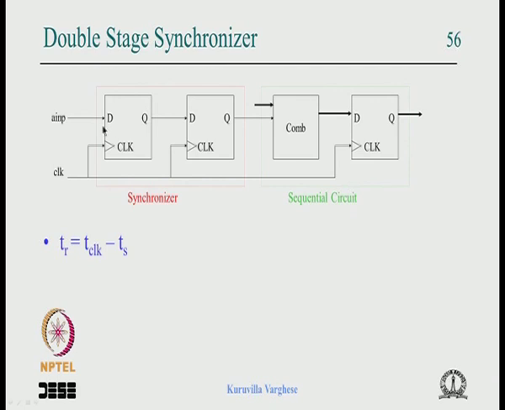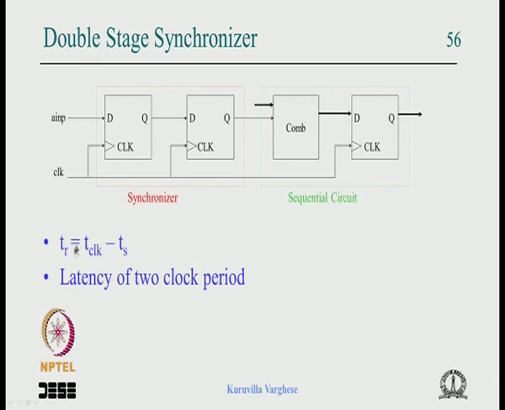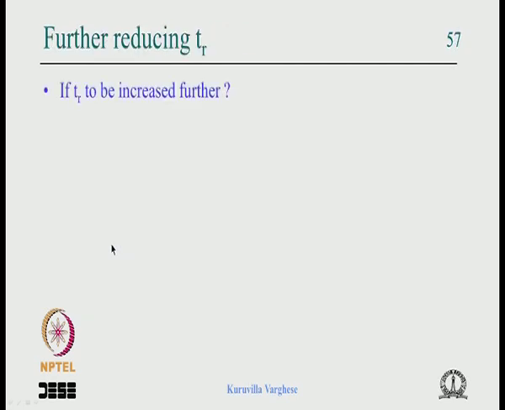So there is a latency after the input changes. After 2 clock periods only the input will reach the sequential circuit. So that's a price we pay, we have a latency of 2 clock periods. Now suppose you find the TR, it is better than earlier, but you find the probability is still quite high and you want to reduce it further. So we have to increase TR further.